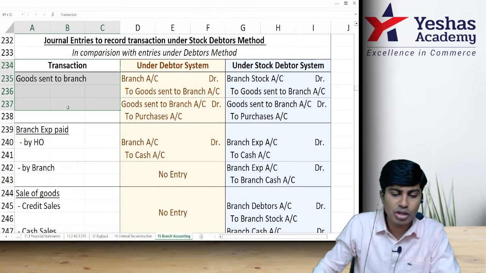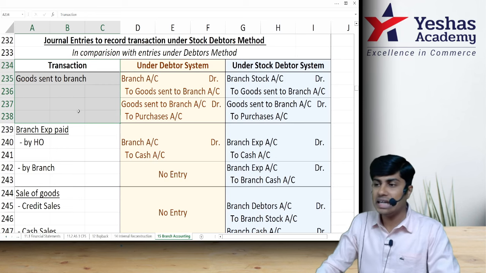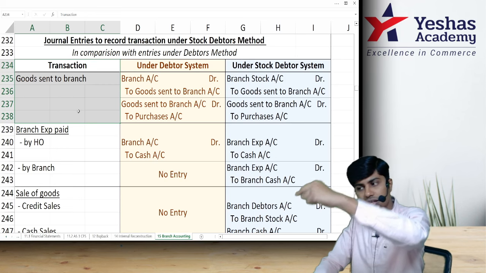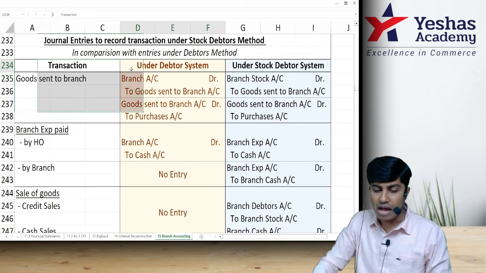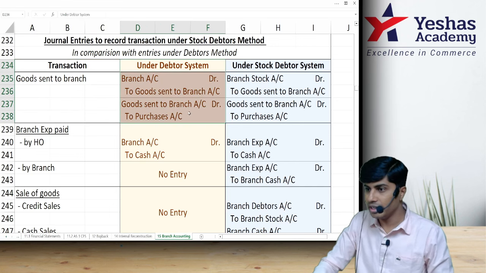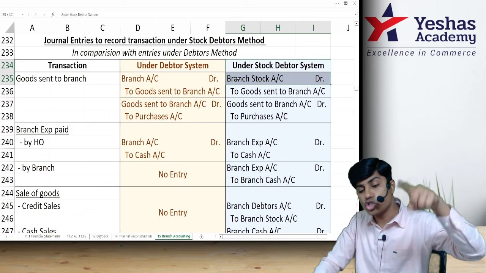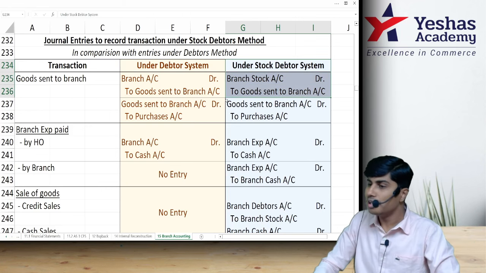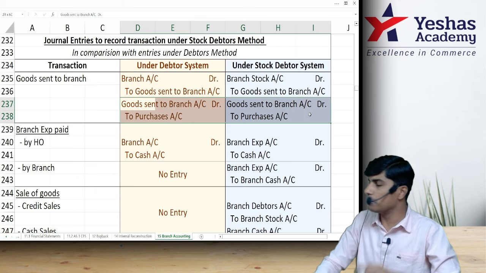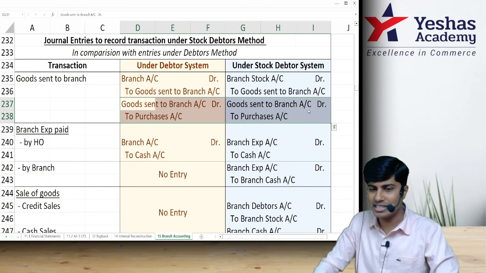To begin with, if the goods are sent to branch, under debtors method, the journal entry is Branch Account debit to Goods Sent. However, under stock debtor system, it will not be branch, it will be Branch Stock Account debit to Goods Sent. Later, this goods sent to branch will be deducted from the purchases of head office. So the entry is Goods Sent to Branch to Purchase.